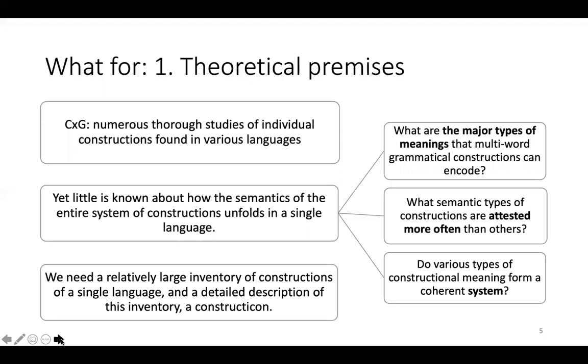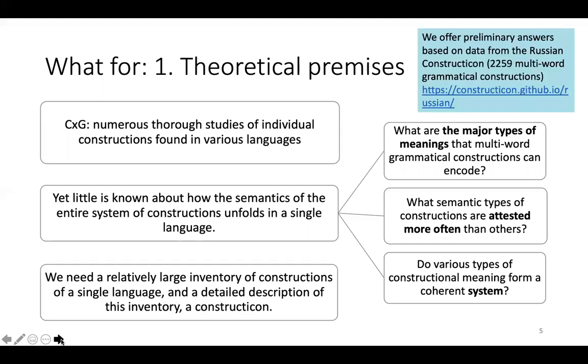Apparently, these questions can be answered only if we can get access to a relatively large inventory of constructions of a single language. And today we have such an inventory. The Russian Constructicon contains over 2,200 constructions. It is by far the largest database of constructions built for any language. It's large enough to draw at least preliminary conclusions and identify major semantic types of constructions that might be relevant for other Slavic and even non-Slavic languages.